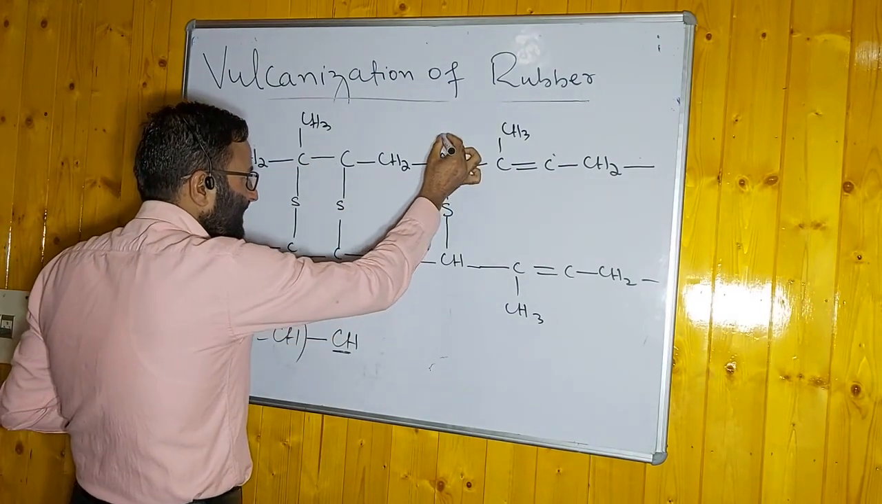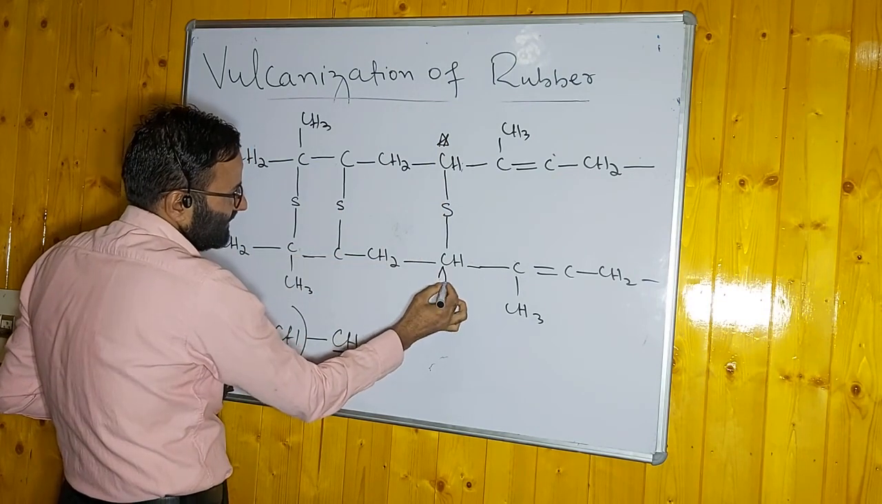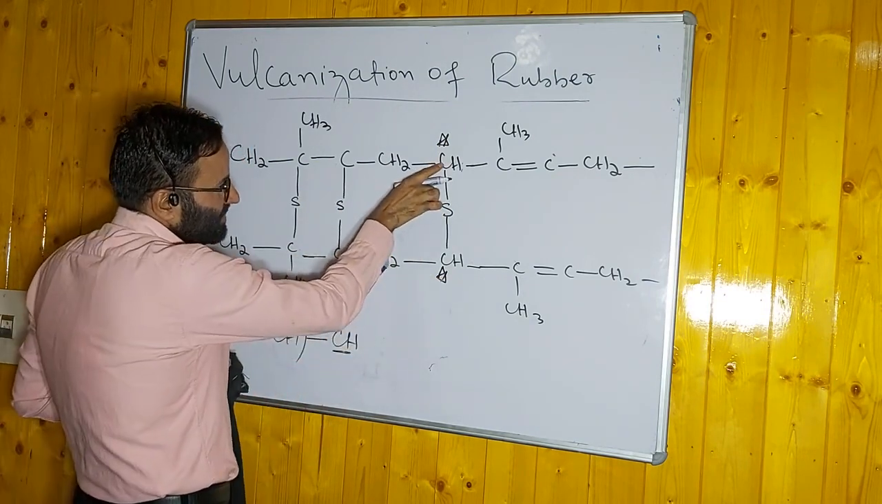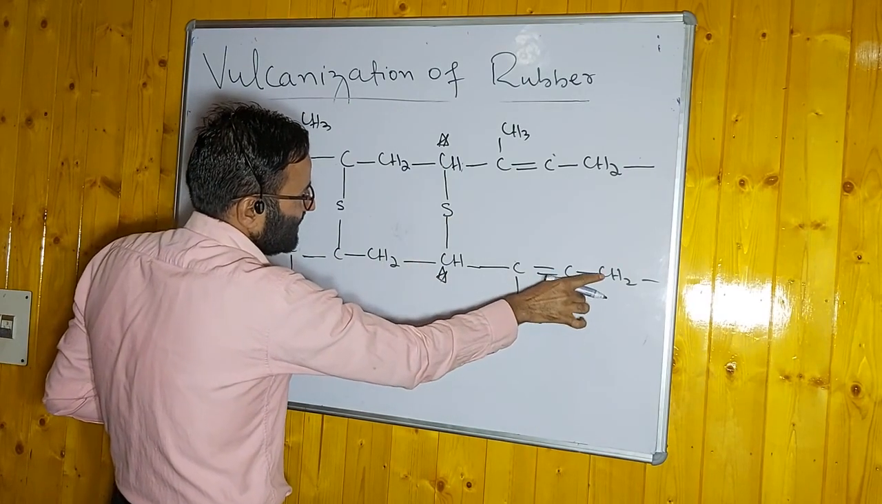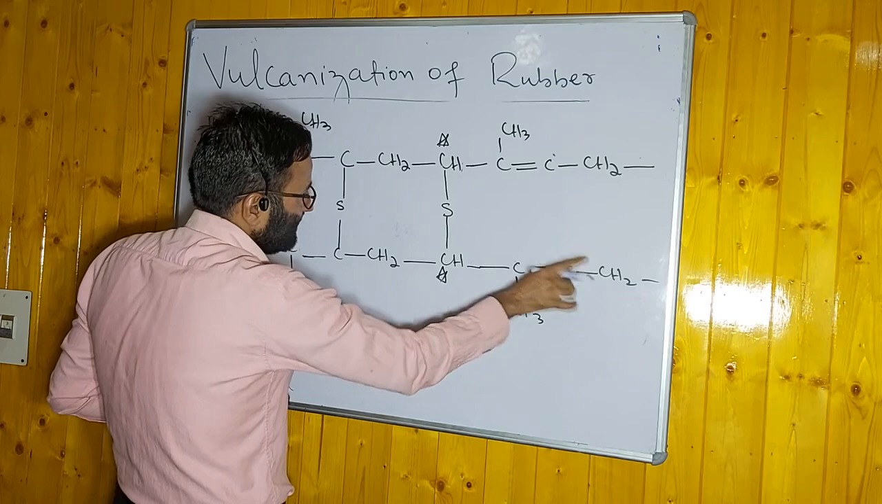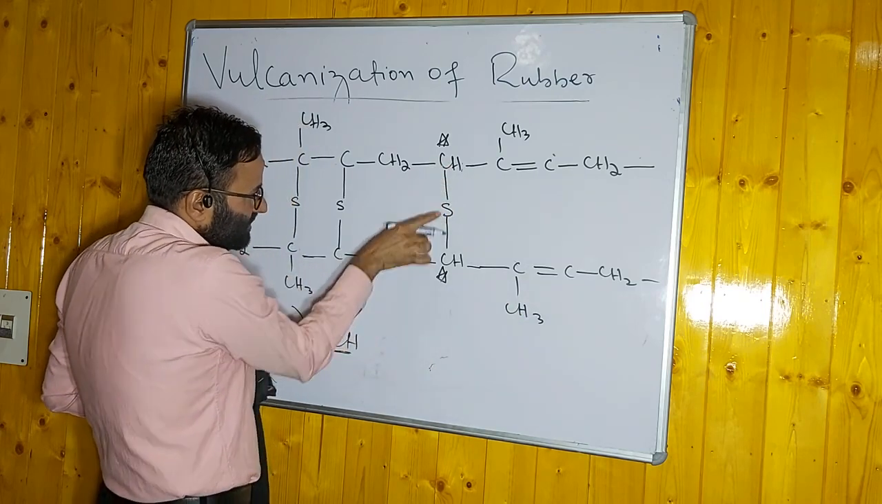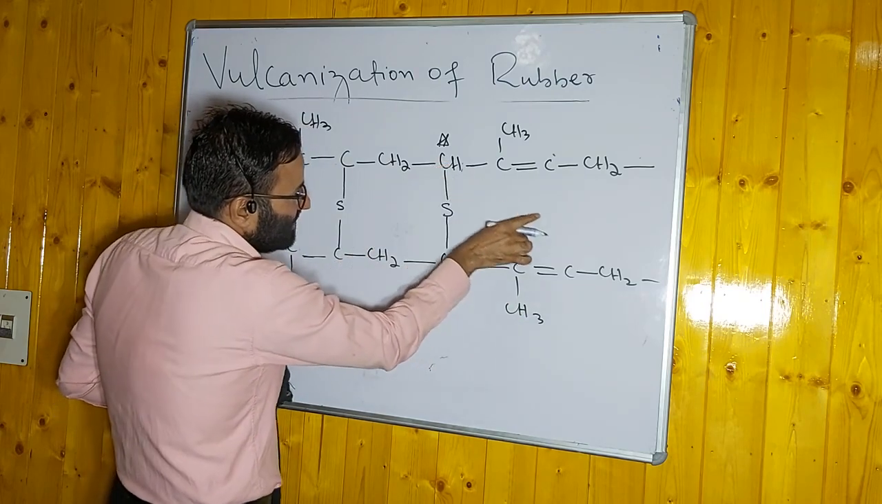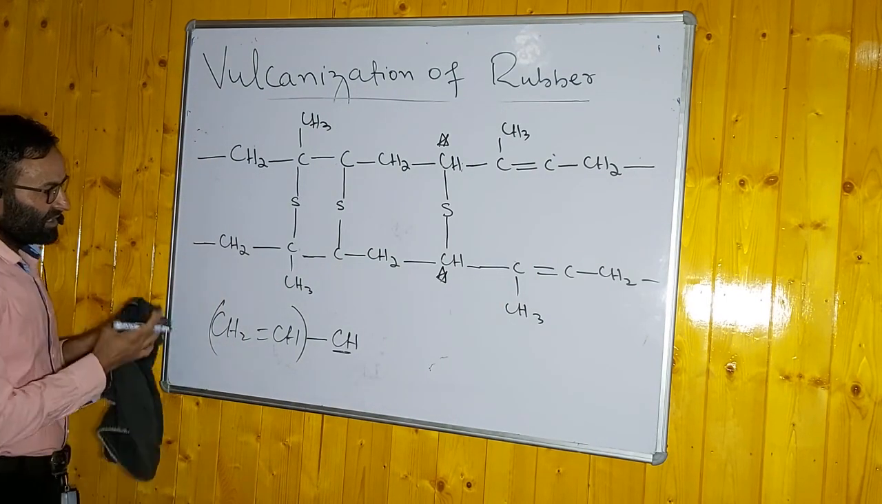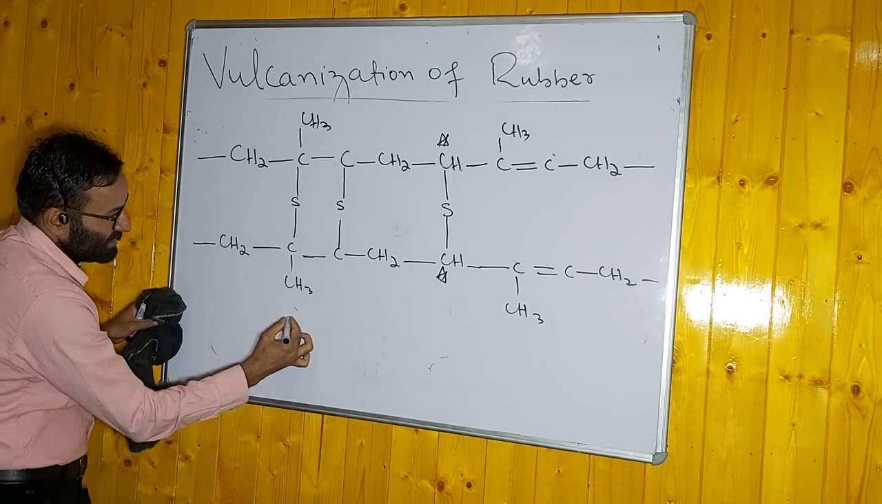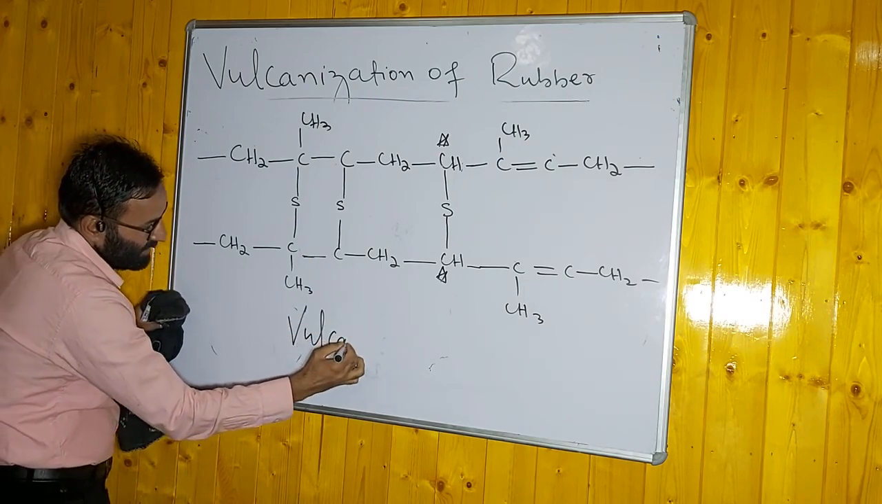I will mark it. This is allylic carbon. You can also show this carbon with this carbon. Remember this point, you can show this carbon and this carbon because it is also allylic. You can show this one, or you can show this one with this one. This is the point you have to mention. We can say this is the vulcanized rubber.